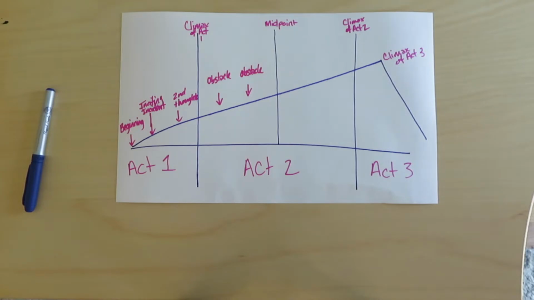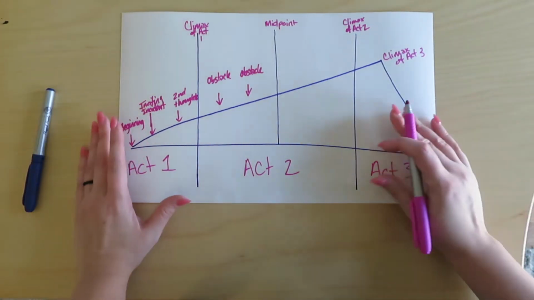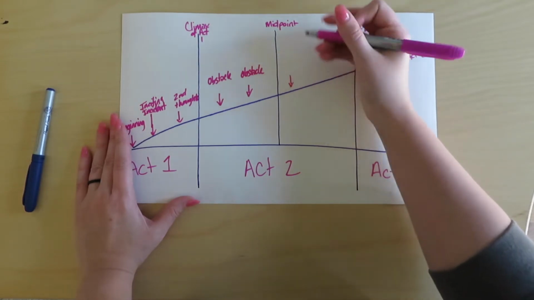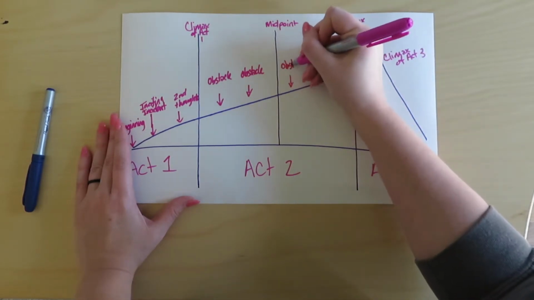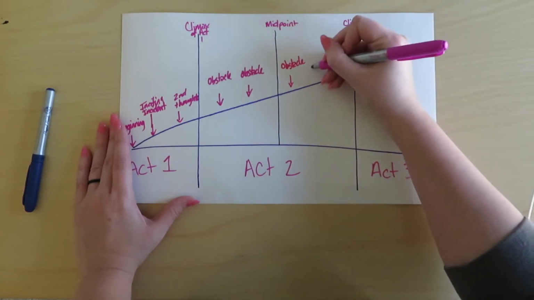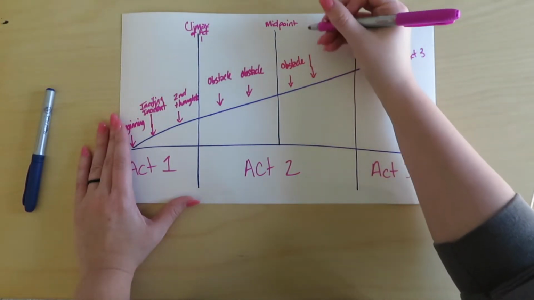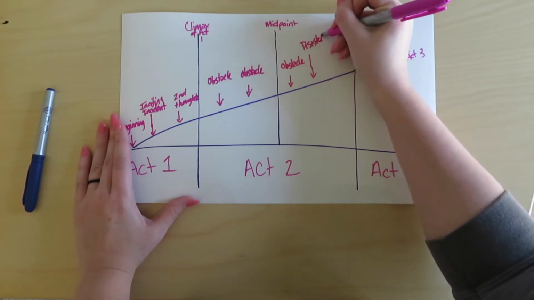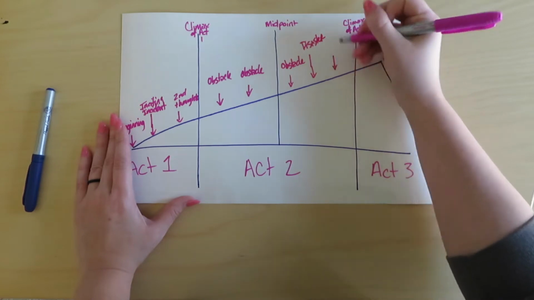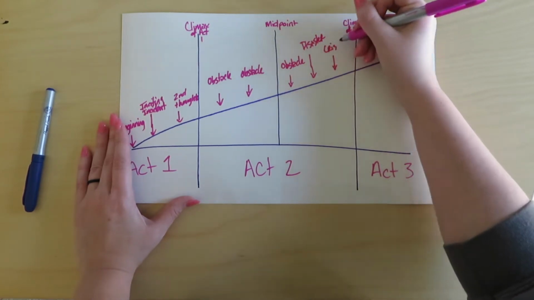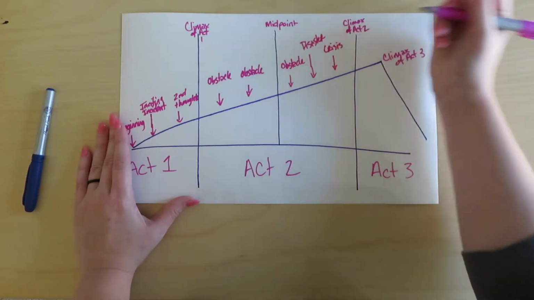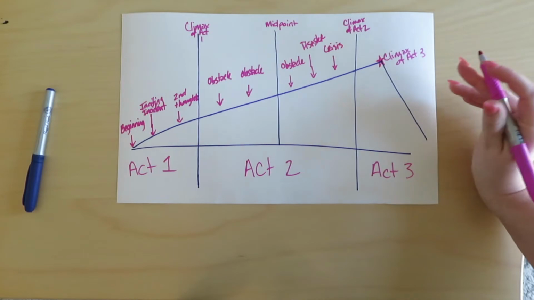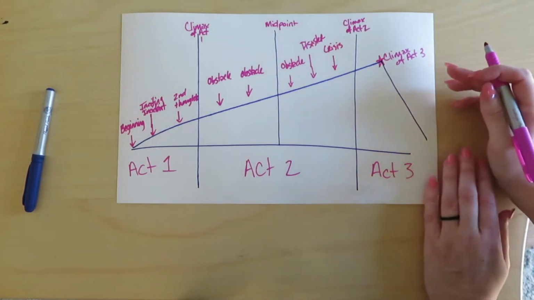Then in Act 2 is where all the meat of the story happens. It's where you have your obstacles, you have your midpoint, which is a big twist of some sort. And then in the second part of Act 2, you have your final obstacle, and then you have your disaster and your crisis, which is the darkest point in the story. Everything's gone absolutely wrong. Your character has lost all hope and does not know how to pull it all together.